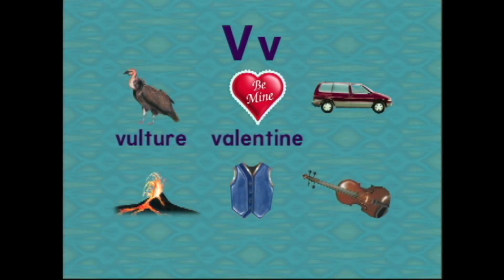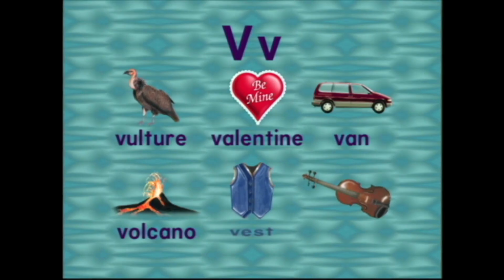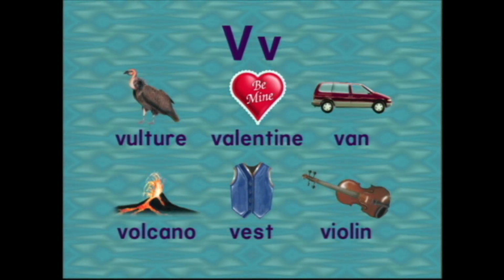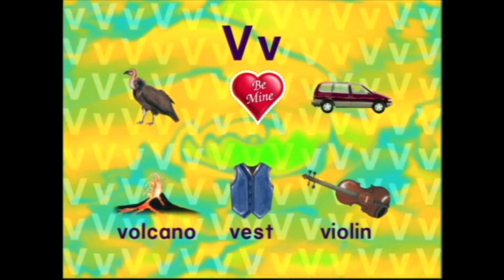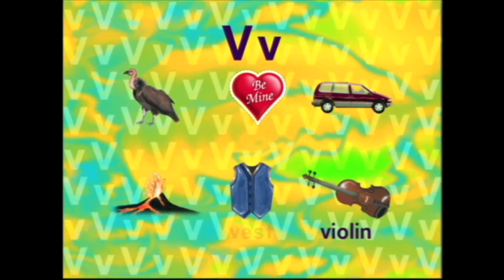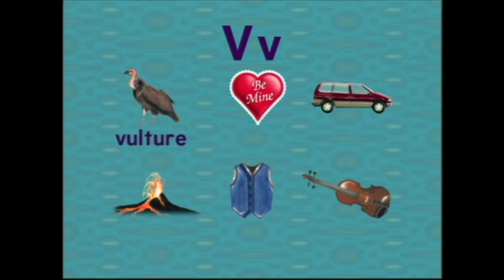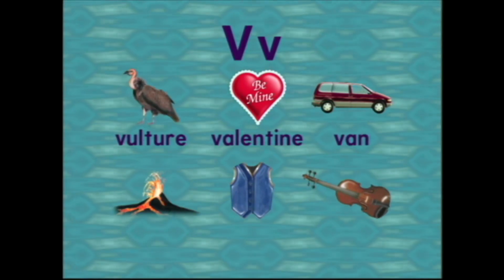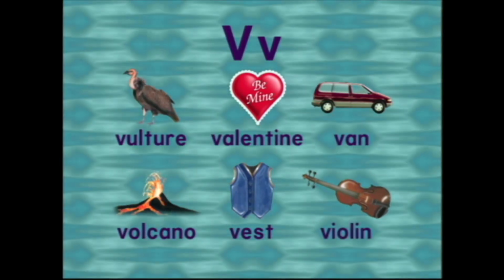Vulture, Valentine, and a van. Volcano, vest, and violin. These are V words you should know. Sing them here and on the go. Vulture, Valentine, and a van. Volcano, vest, and violin.